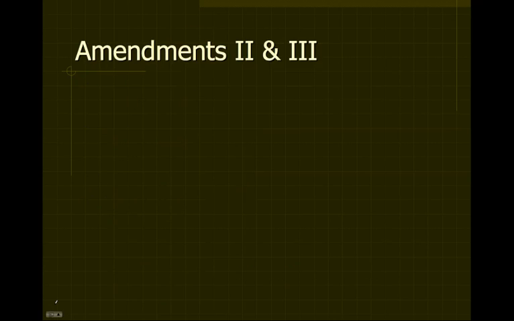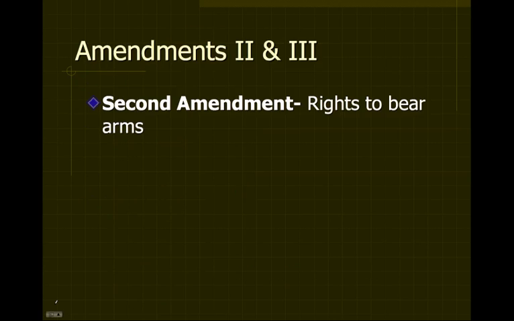Now, moving on to the Second and Third Amendment. The Second Amendment is the right to bear arms. This was created as a result of the American Revolution, because the colonists felt that if our government or any other government were to try to infringe on their rights, then they would have the right to rise up and form militias to take down that government or that tyranny. And so today we still have the ability to have firearms.